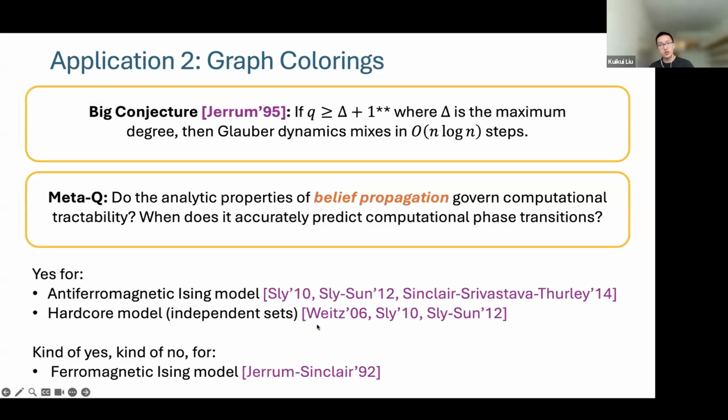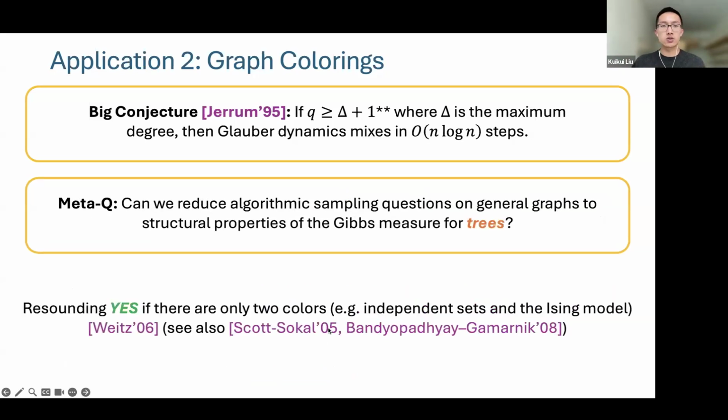Now, a more combinatorial way of stating this meta question is: can we reduce algorithmic sampling questions for the case of general graphs to structural properties of the distribution in the special case of trees? Okay. And the answer to this is a resounding yes in the special case where the number of colors is 2. Okay. So for models like independent sets and the Ising model. Okay. But again, this question remains open for colorings.